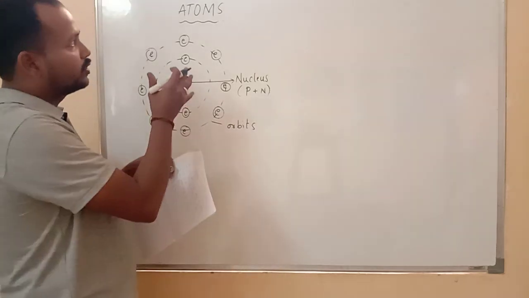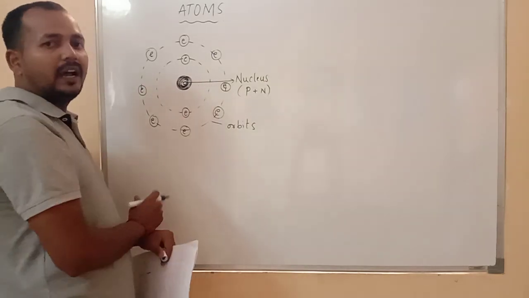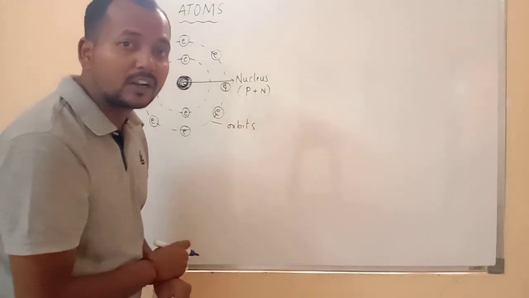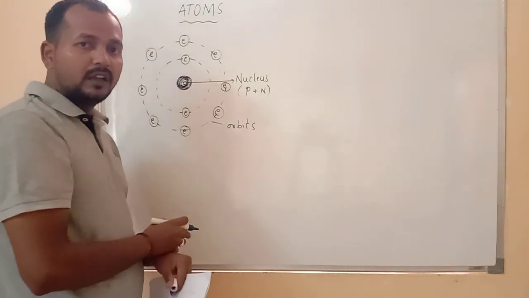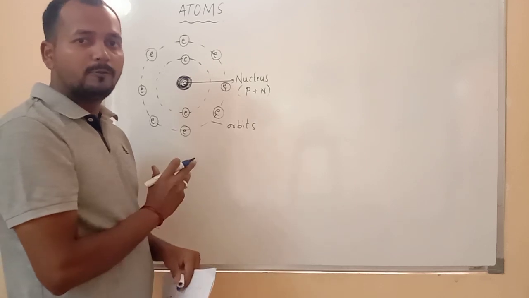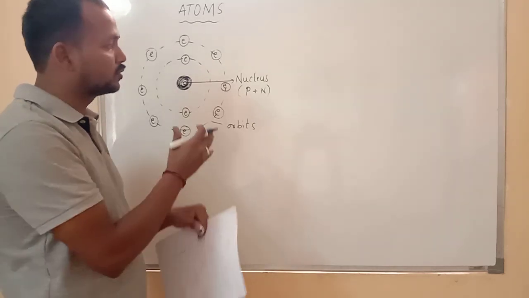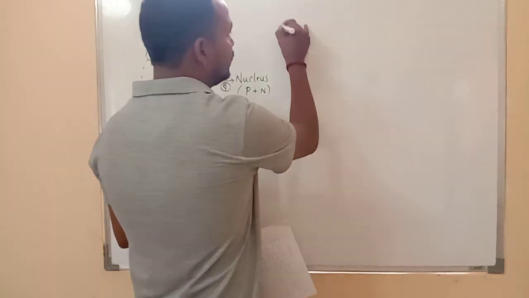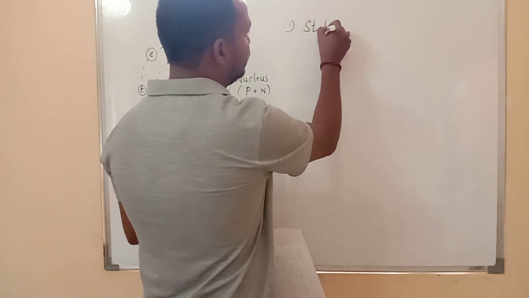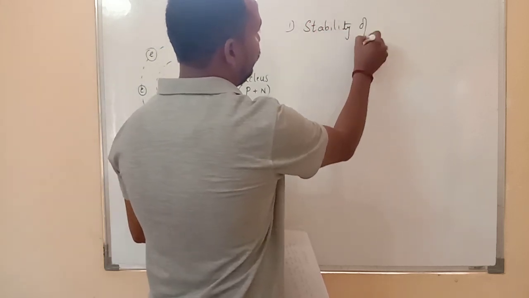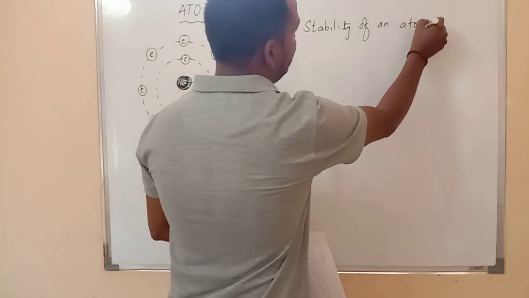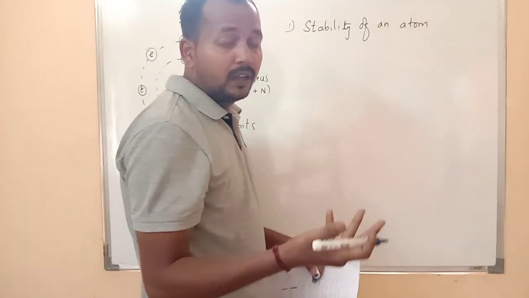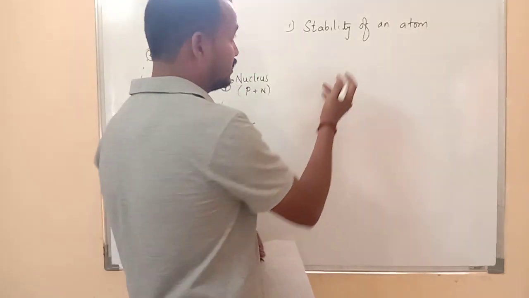Then what are we going to study in this topic? Apart from the structure of the atom, we are also going to study atomic models in this chapter. What is an atomic model? This atomic model helps us to understand some of the facts or concepts which we are going to study. The first one is the stability of an atom. You know the atom is said to be stable, right? We are using these words. Why it is said to be stable, and when it is said to be stable, we have to study.